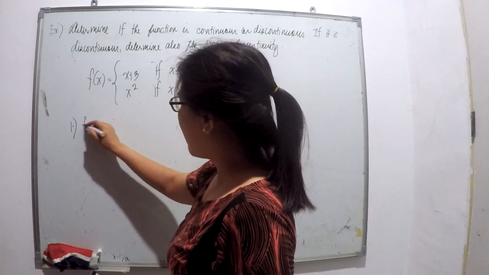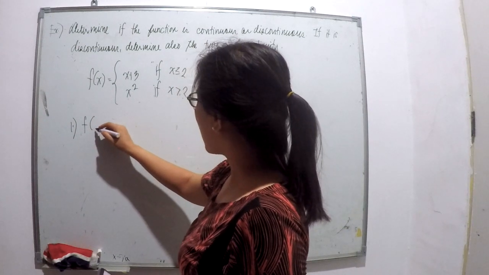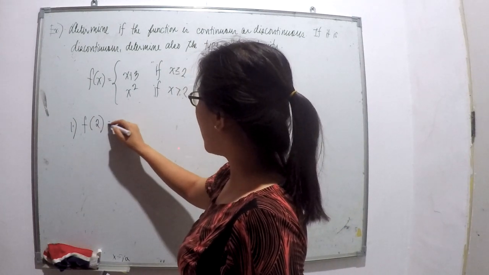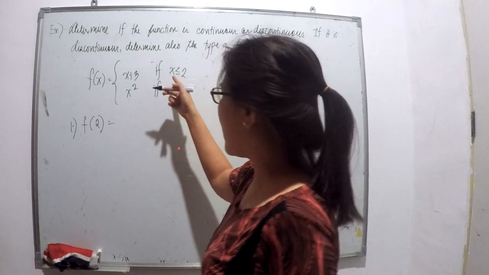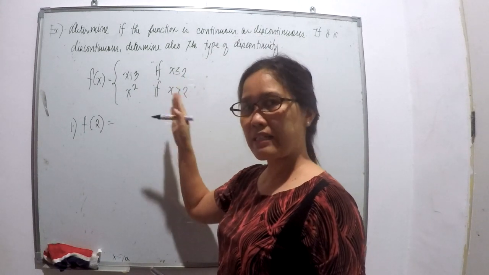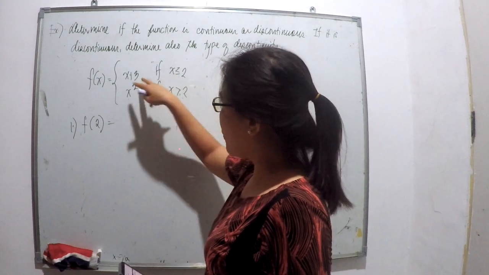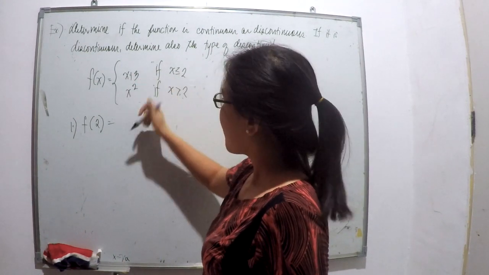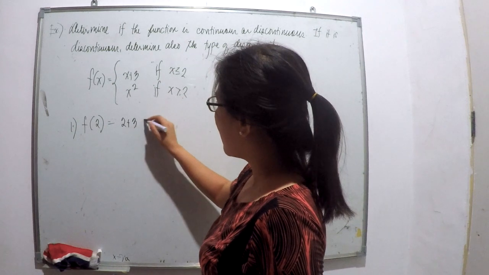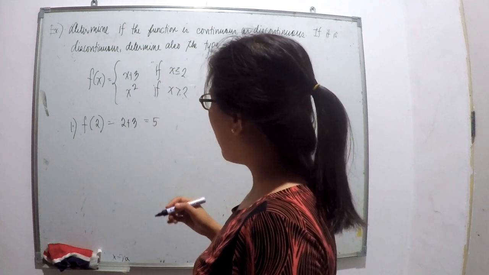First, we have to determine f of 2. What is f of 2? Because the domain is x less than or equal to 2, meaning x may also be equal to 2. So if x is equal to 2, we are going to use this expression. 2 plus 3 is equal to 5. How about the limit?